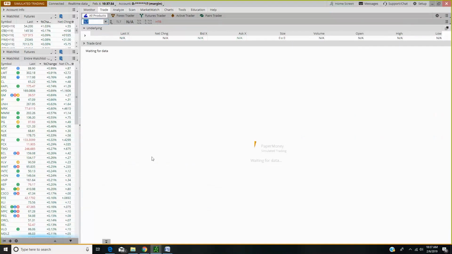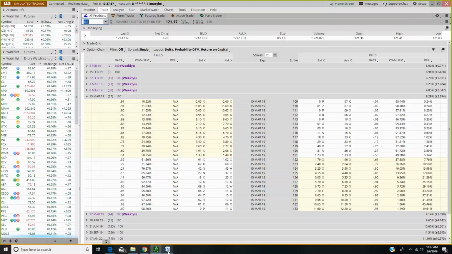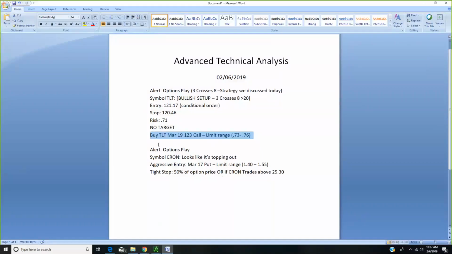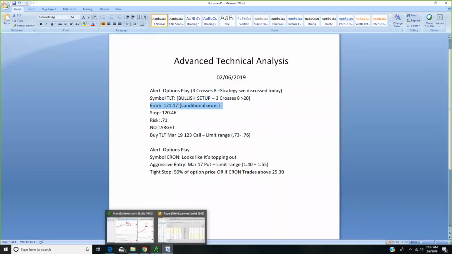Same concept, right? So let's take this alert that I gave you. TLT, and I even told you right here, it was a 3-8 crossover, the strategy that we talked about yesterday. It was a bullish setup. The 3 crossed the 8, and it was above the 20. We talked about that yesterday. Here's the entry, 121.17.